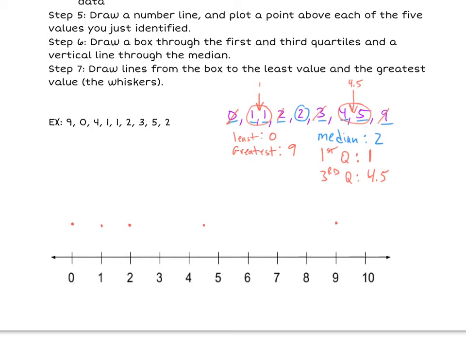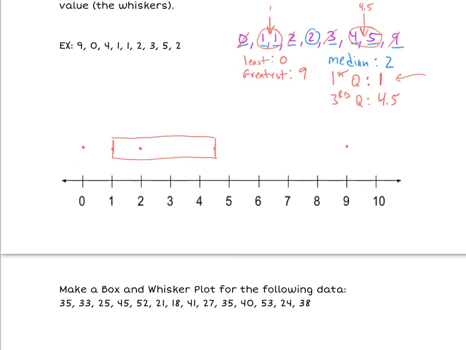So, first quartile. That's the first quartile number. That's number 1 here. You're going to draw a box. So there's the beginning of my box all the way to my third quartile. So here's my box. So a box from first quartile all the way to third quartile.